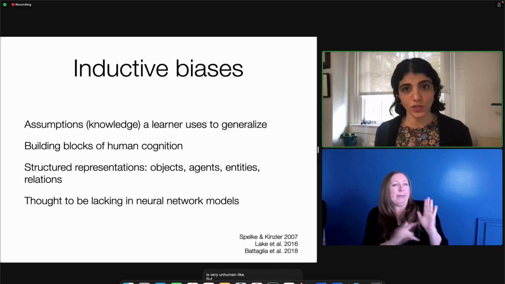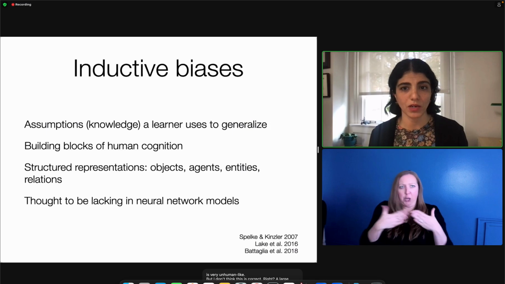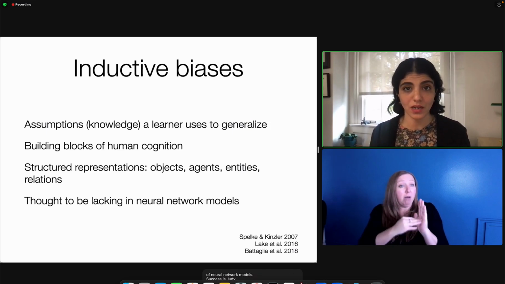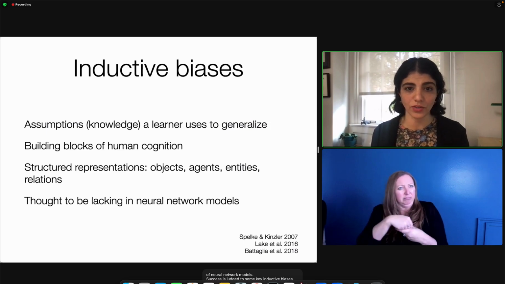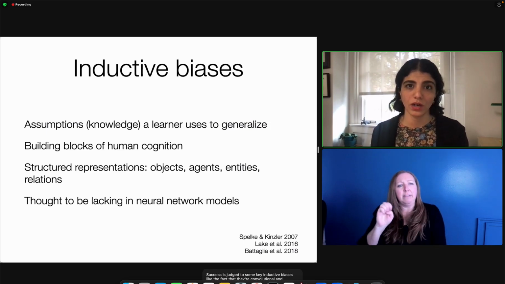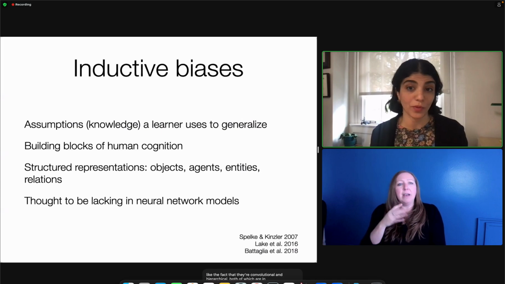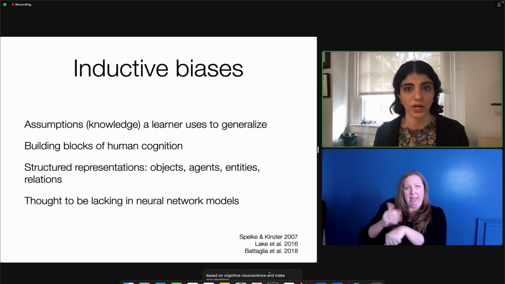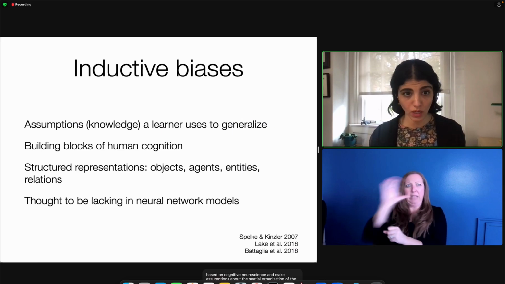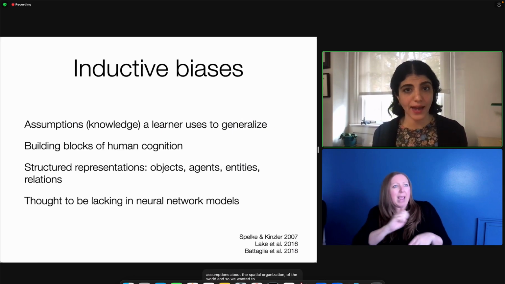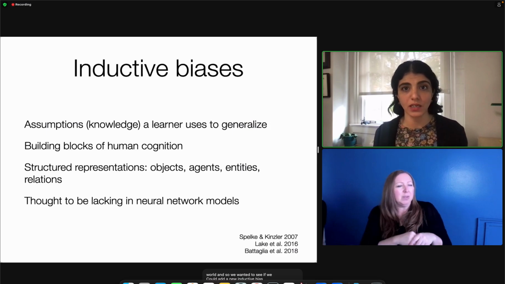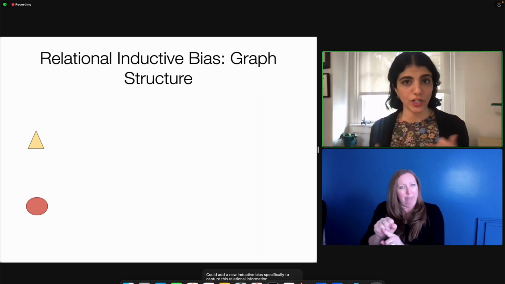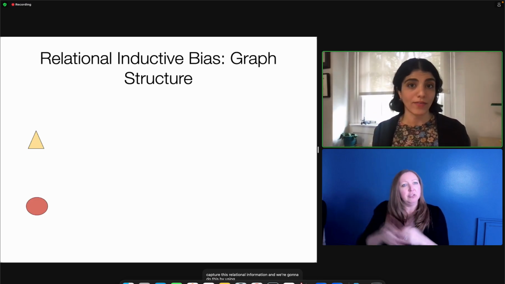But I don't think this is correct, right? A large part of neural network models' success is due to some key inductive biases, like the fact that they're convolutional and hierarchical, both of which are insights that are based on cognitive neuroscience and make assumptions about the spatial organization of the world. And so we wanted to see if we could add a new inductive bias specifically to capture this relational information. And we're going to do this by using graph structure.